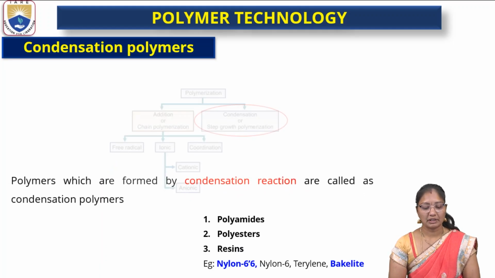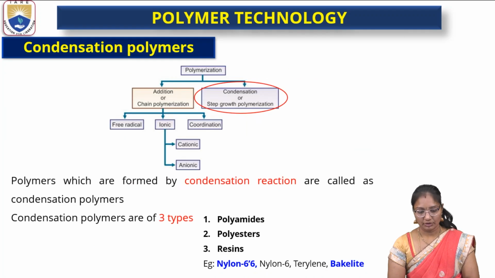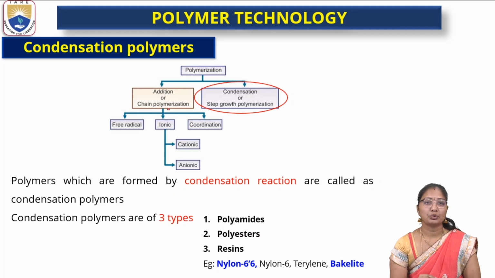The condensation polymers are those formed by condensation reactions. Polymerization is of two types: addition polymerization and condensation polymerization. Addition polymerization is a chain type polymerization, whereas condensation polymerization is step growth polymerization. Under addition come free radical, ionic, cationic, anionic and coordination polymerization. Today our focus is on condensation or step growth polymerization.